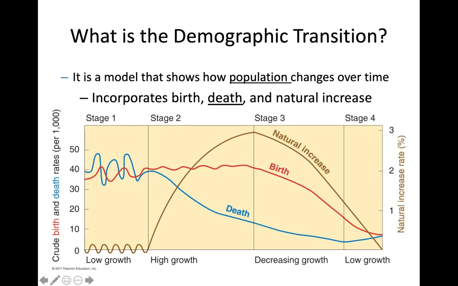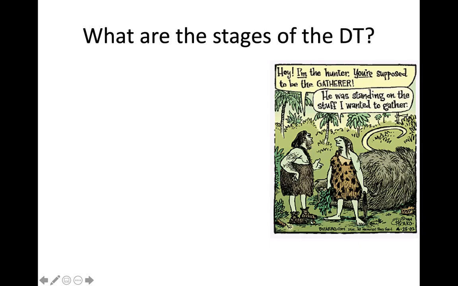If you notice, it is broken down into 4 different stages. Countries throughout the world are categorized into these different stages of the DTM, or the demographic transition model. A country's stage is based on their crude birth rate, crude death rate, and their natural increase rate. So what are the stages of DTM, or demographic transition?